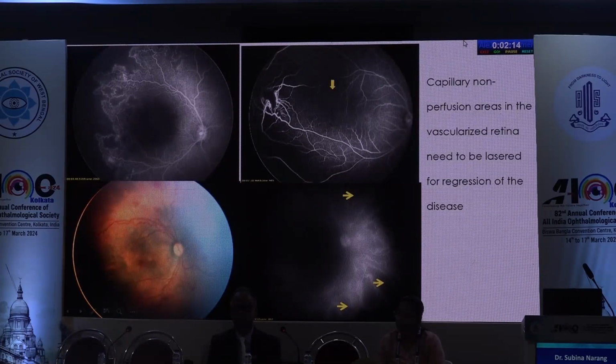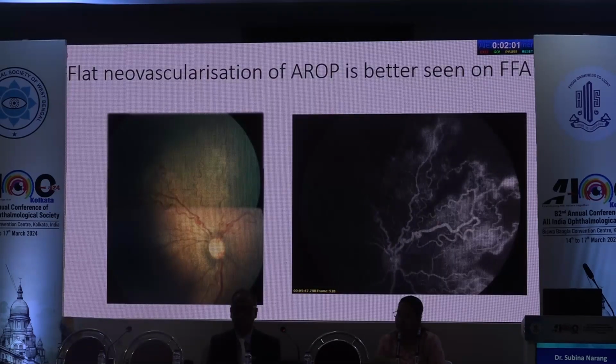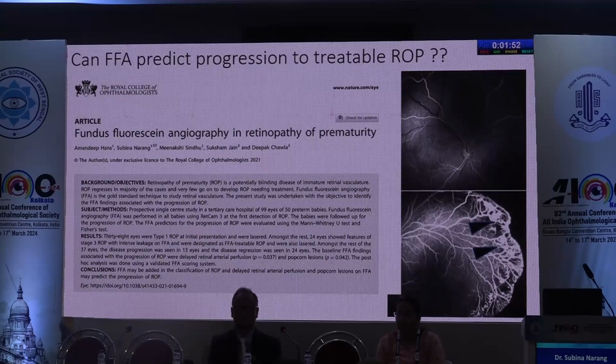Then you could pick up certain non-perfusion areas which are there in the vascularized retina. This is another one, a non-perfusion area, which is surrounded by arteriovenous shunt vessels. And these also need to be treated while you are doing laser, these capillary non-perfusion areas. Aggressive retinopathy of prematurity, yes, it helps you to pick up flat neovascularization in a better way. And for type 2 ROP, we had done fluorescein angiography on all the babies with type 2 ROP, and then we could see that delayed arterial perfusion and popcorn lesions were the prognosticators of the progression of retinopathy to type 1 ROP.